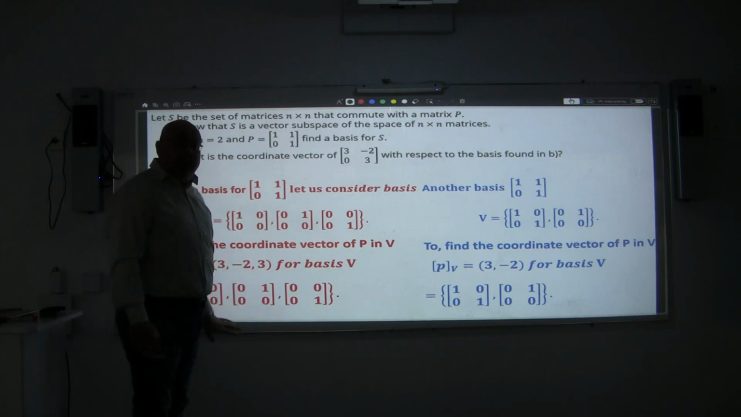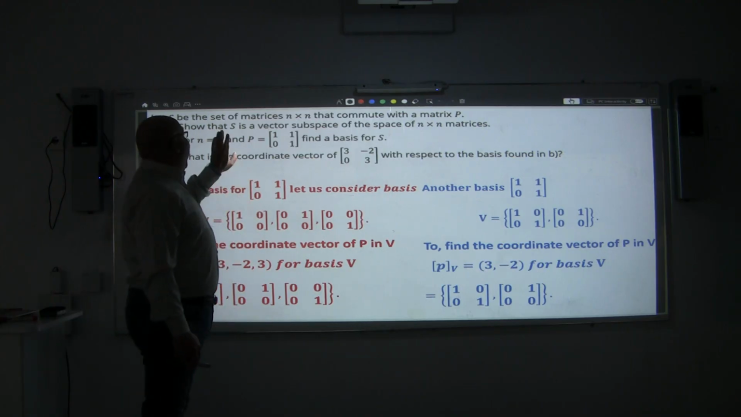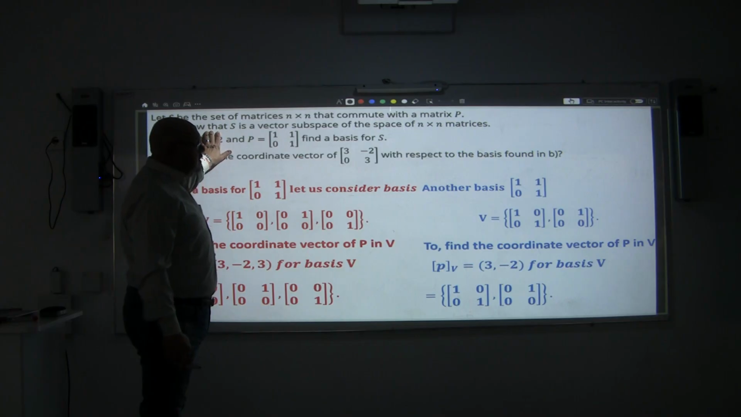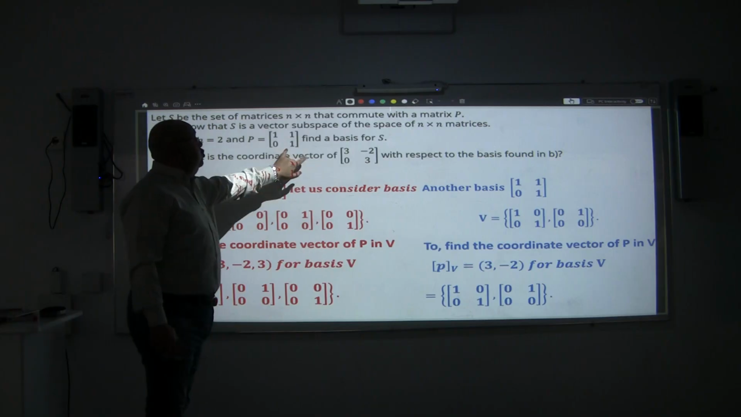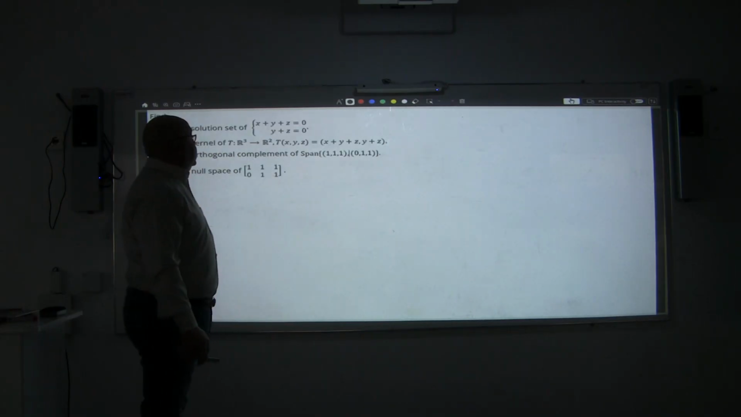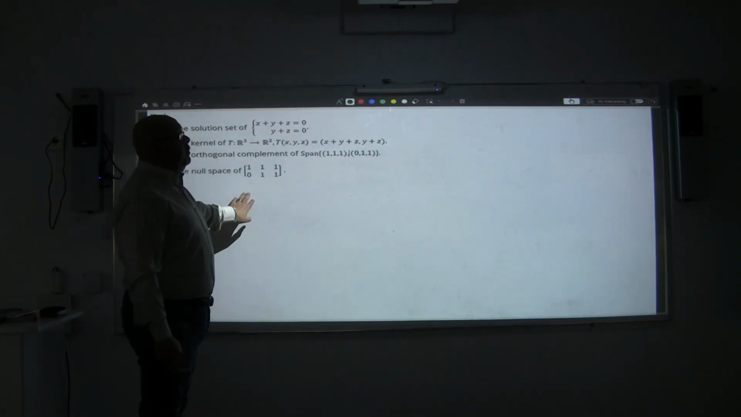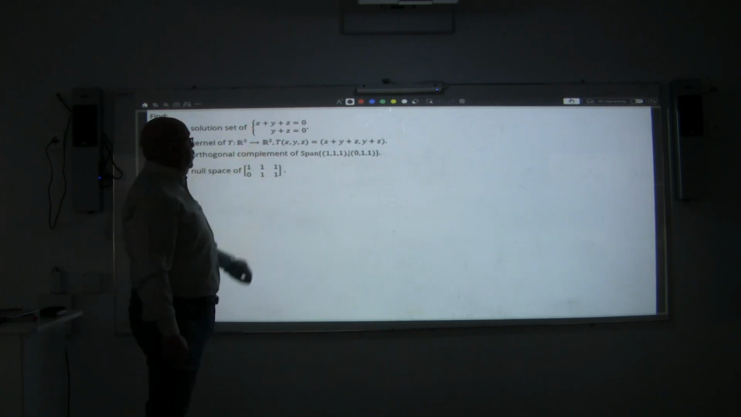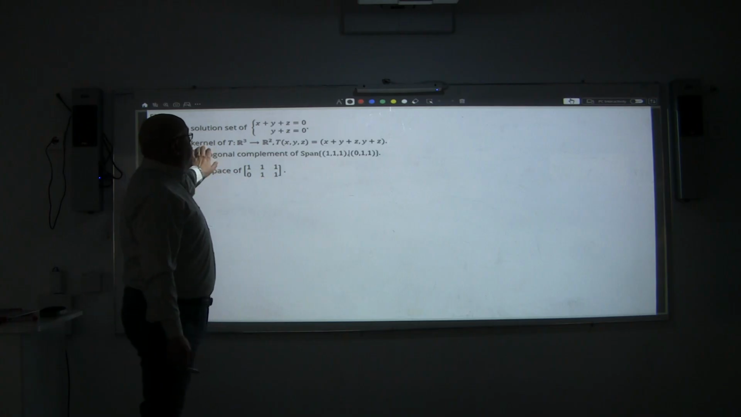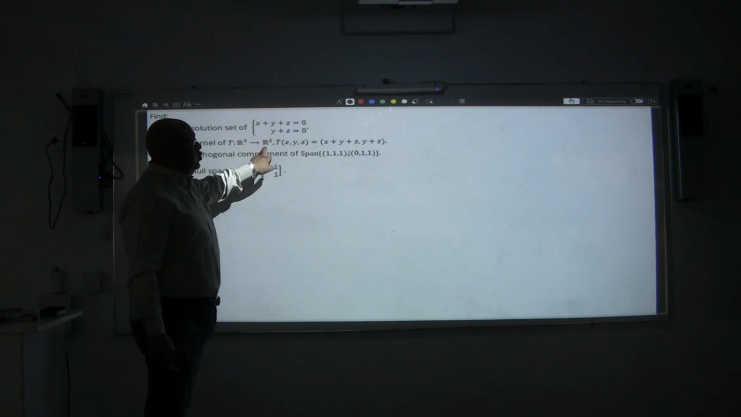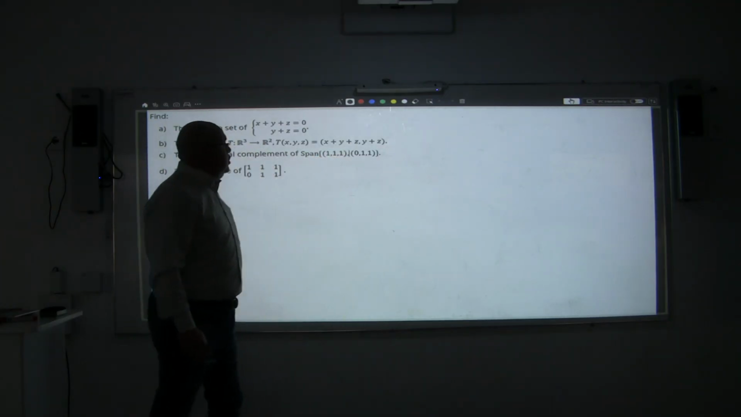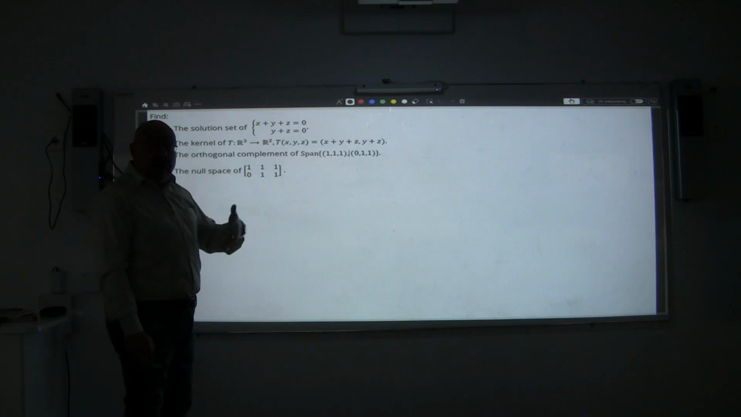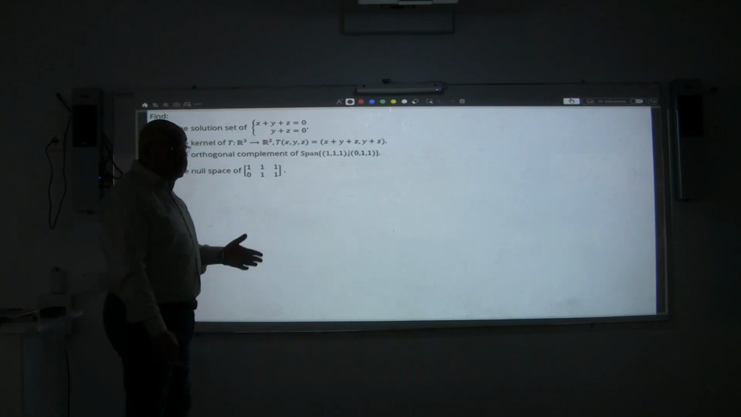This problem is very good. It's taking you from how to find the basis, how to prove it's a subvector space, how to get the coordinates in this case. This problem also is very, very nice. He wants you to show the solution set of this system of equations, and he wants you to find the kernel of this linear transform from R3 into R2. That's the function of the transform, and you already know how to get the matrix of the linear transform.